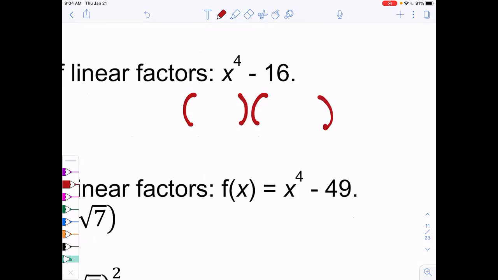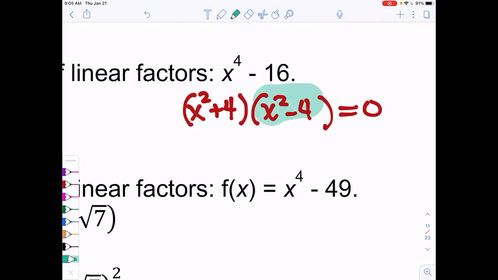Yeah, difference of two squares. What would that be? x squared plus 4. Excellent. And she said, we want to find all the zeros. So I could set that equal to 0. So this second factor, she said x squared plus 4, x squared minus 4, because it's a difference of two squares.